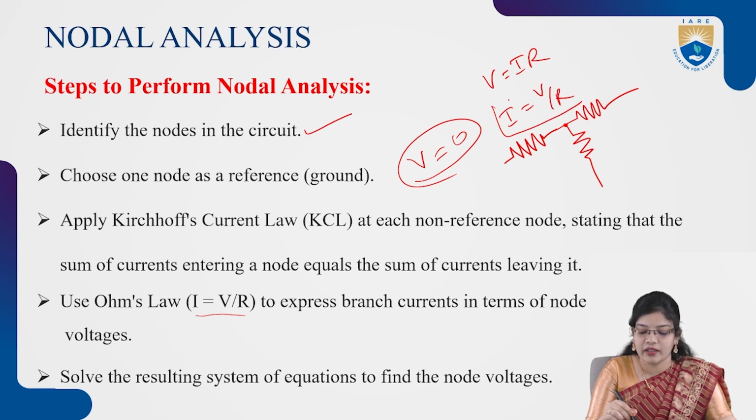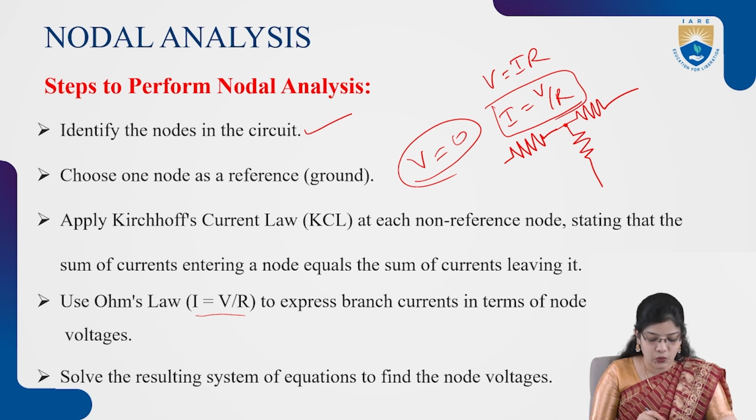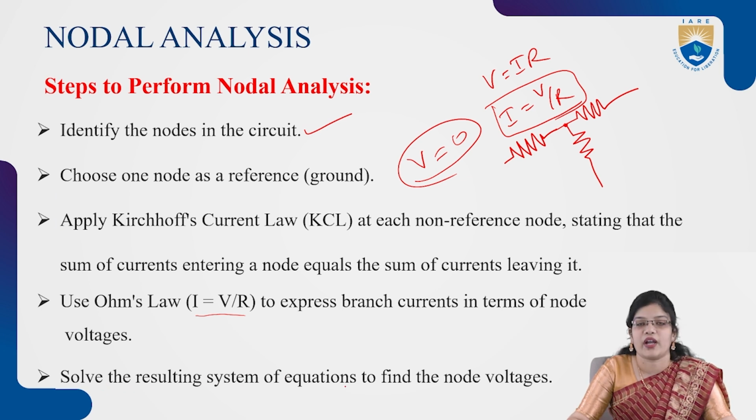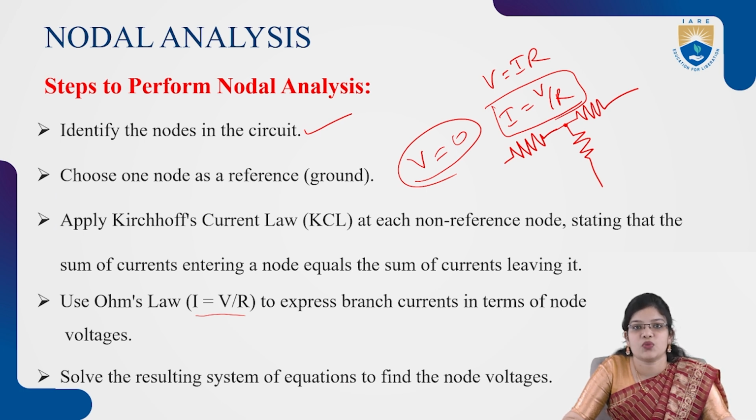So we have to write the equation in terms of I equals V by R to express branch current in terms of node voltages, and finally solve the resulting system of equations to find the nodal voltages. From the equations we have written in the form I equals V by R, we calculate the nodal voltages.